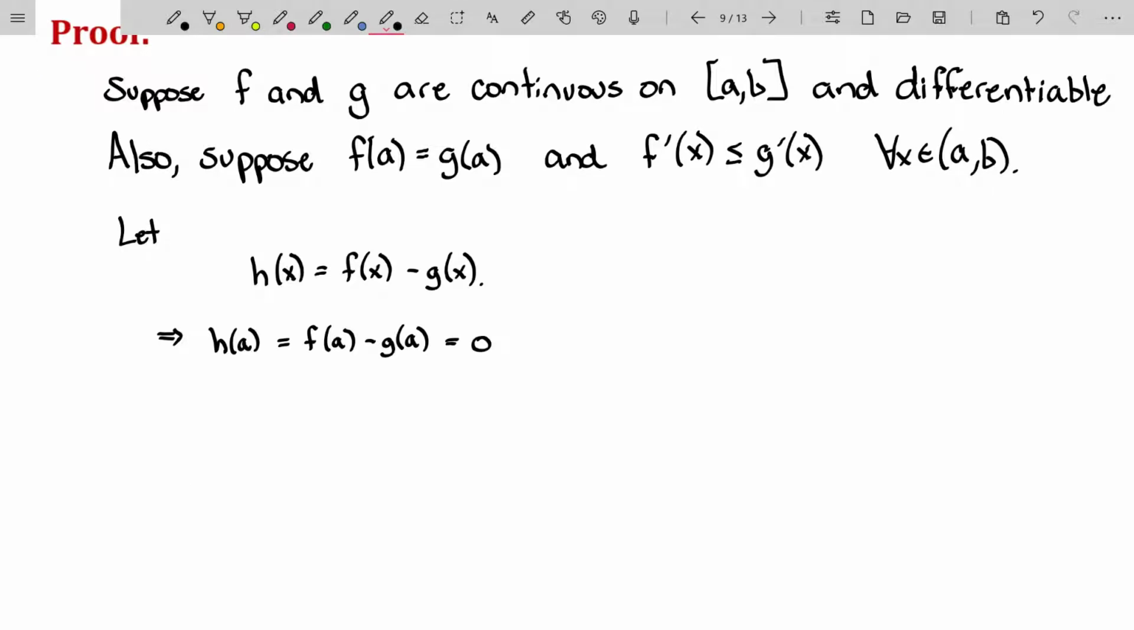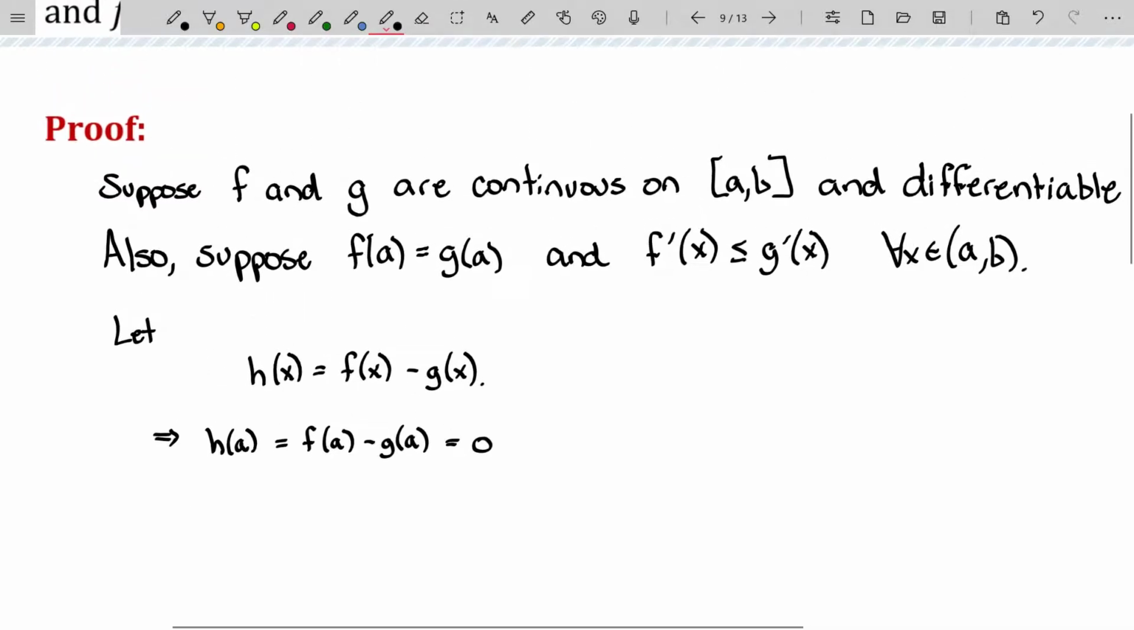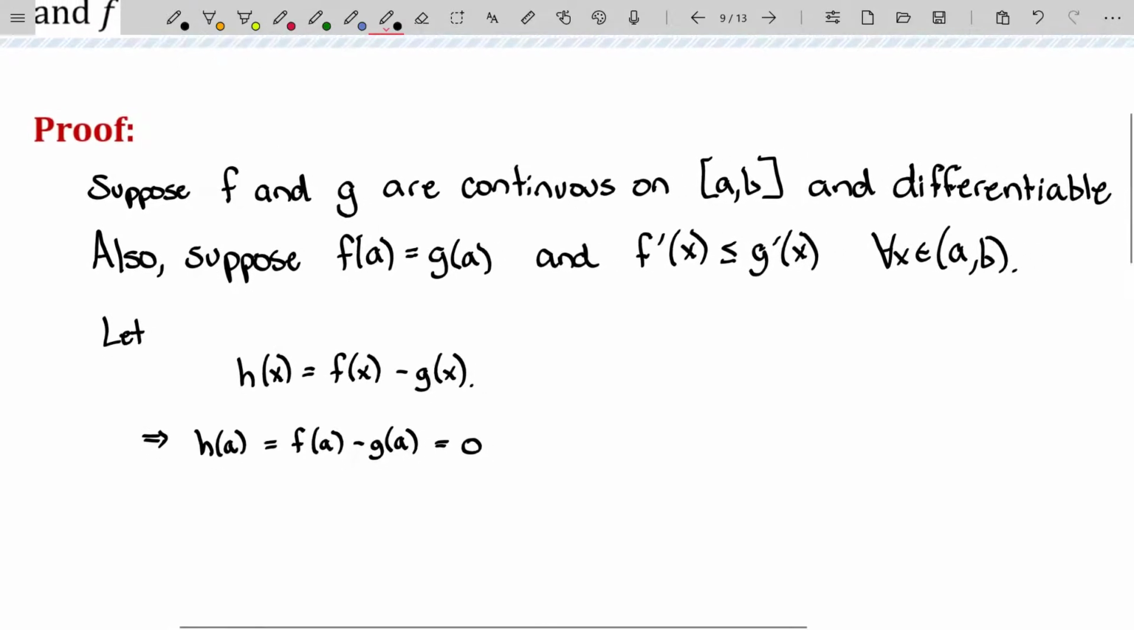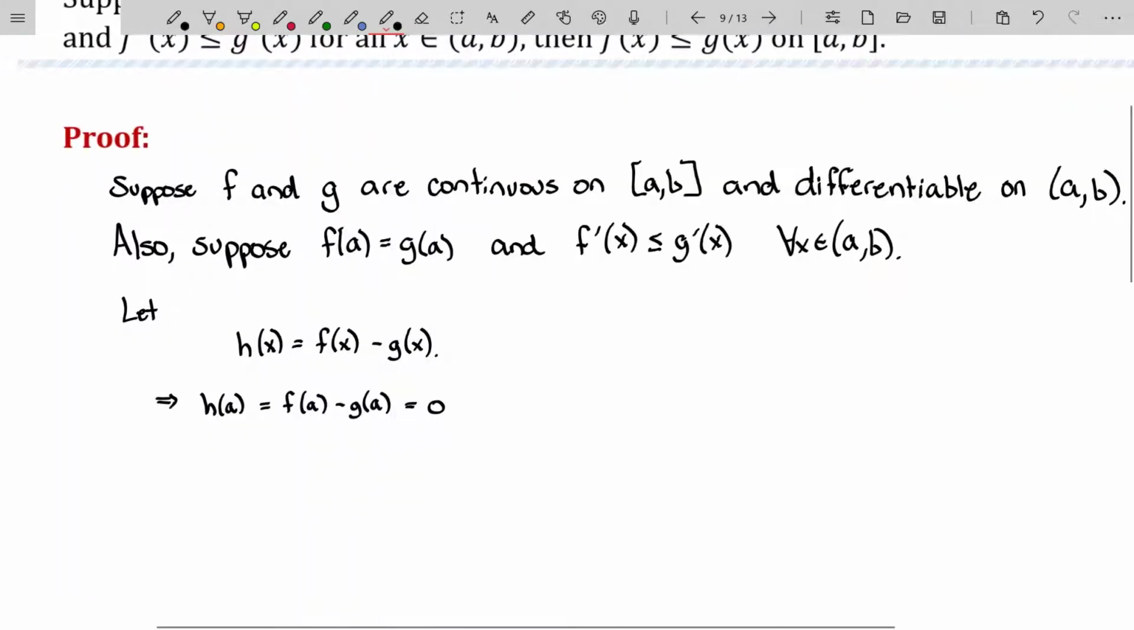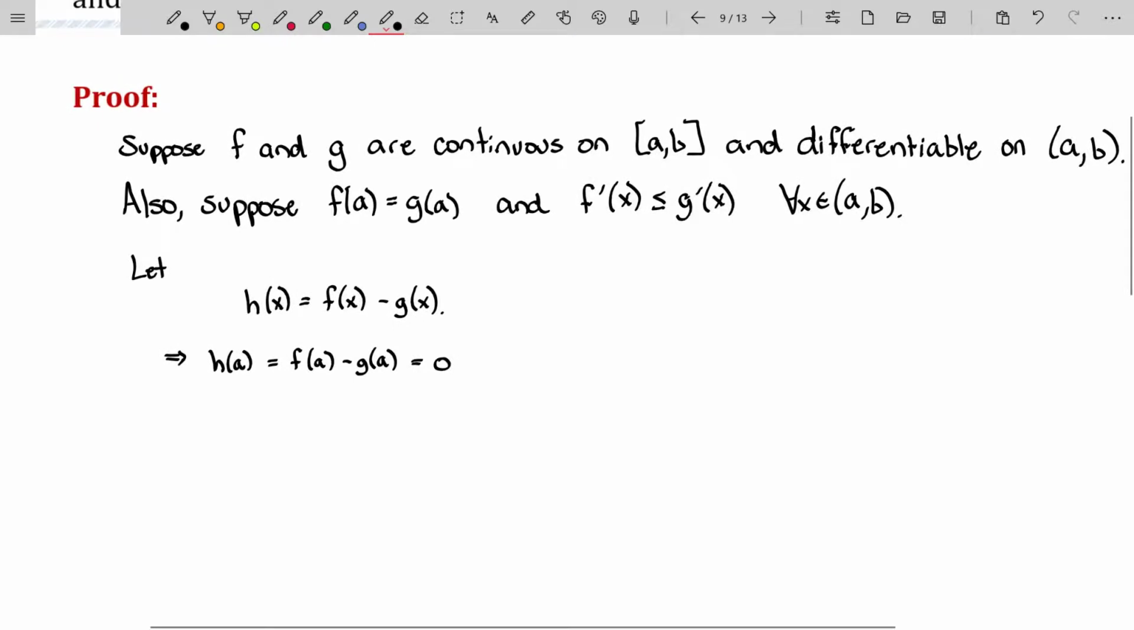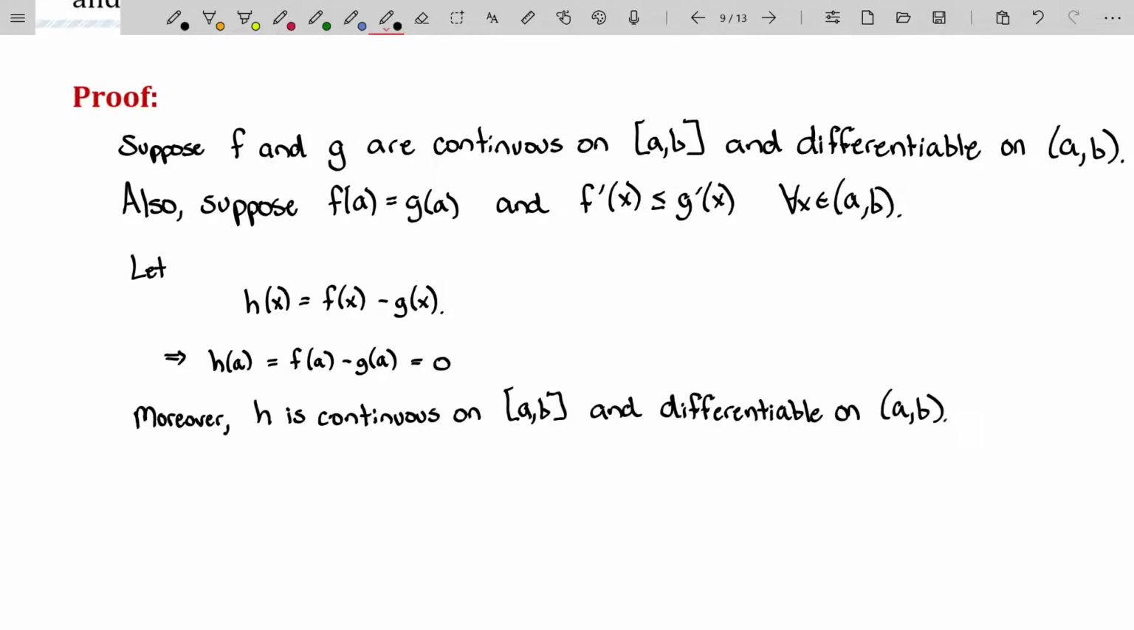Now, the thing we can use here is the fact that f and g are continuous on the closed interval from a to b and differentiable on the open interval. That means that h also adopts those qualities because it's just a difference of f and g, so it adopts all those conditions from f and g. And we mention this because we're going to use the mean value theorem.